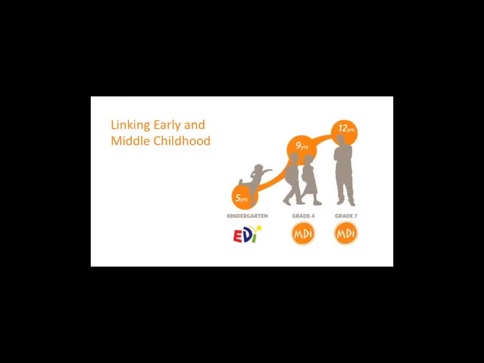And some of you might be familiar with the EDI, the Early Development Instrument, which is a population health measure that kindergarten teachers fill out about their students. And the EDI is measuring social, physical, and cognitive development of children, reflecting the experiences from birth to school entry. So together, the EDI and MDI are allowing communities to monitor how children are doing from the early to the middle years.